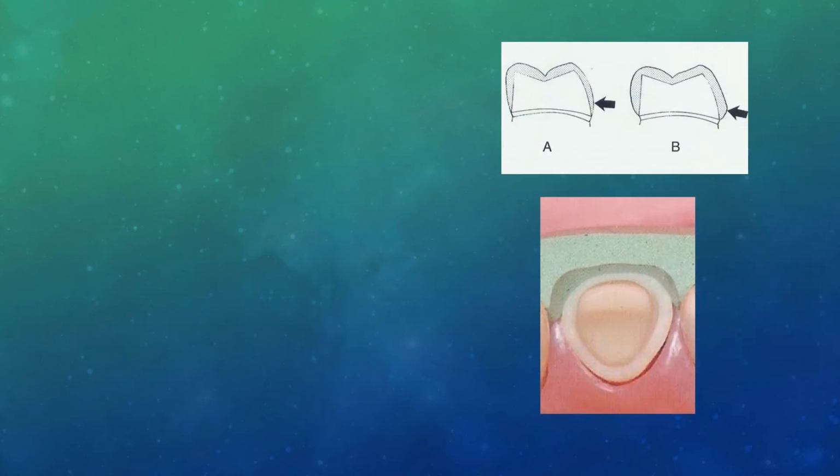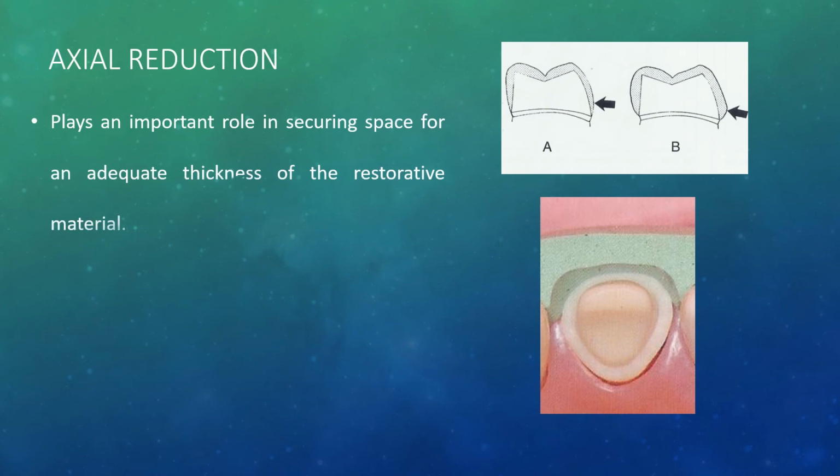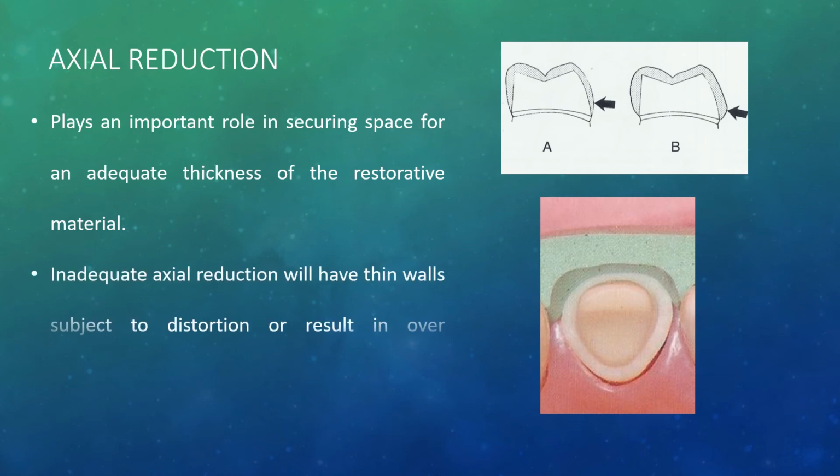So this is how your tooth structure should look when you're looking at it from an incisal view. So axial reduction: your axial walls are all parallel, and you can see that the width of the finish line is uniform. So you know that there is adequate space and adequate thickness of the restorative material.